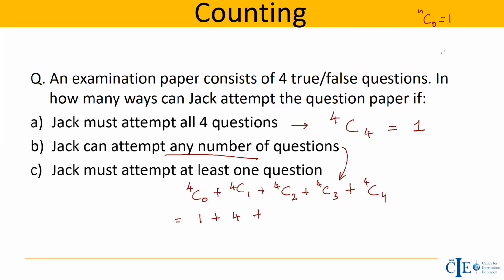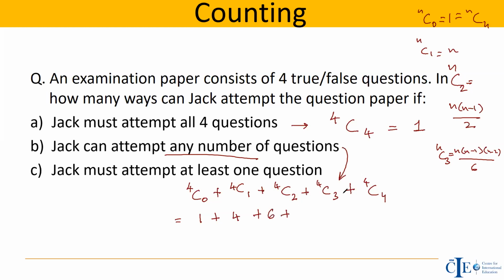NC0 is always 1. So is NCN. NC1 is N. NC2 is equal to N into N minus 1, the whole divided by 2. And similarly, NC3 would be equal to N into N minus 1 into N minus 2, the whole divided by 6. So these are certain shortcuts which you can use. So 4C2 would be 4 threes are 12, half of that, 6.